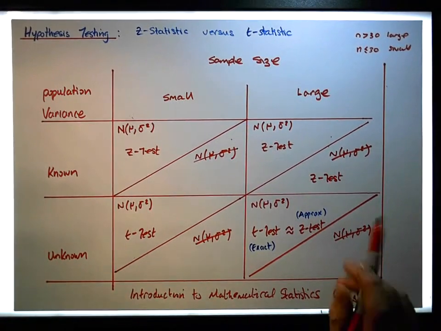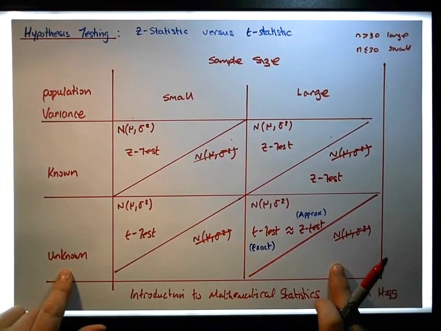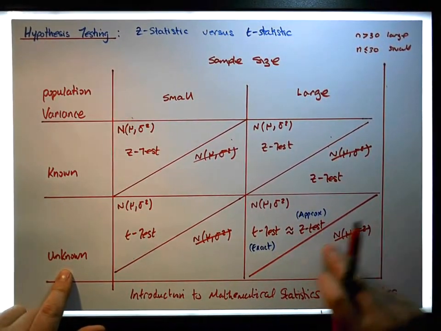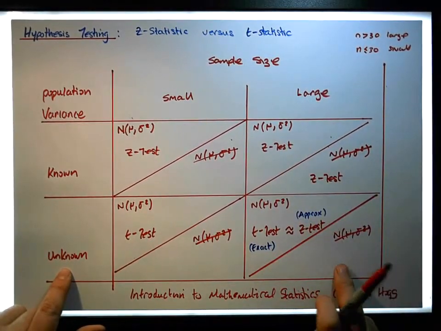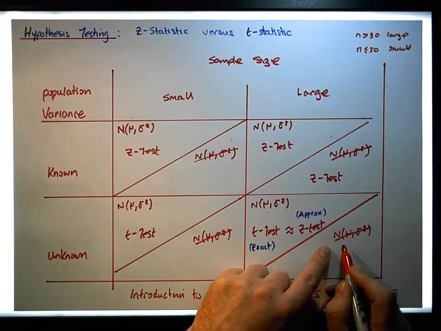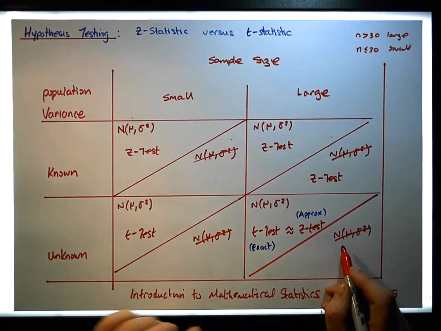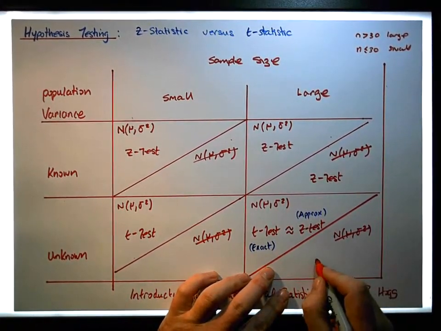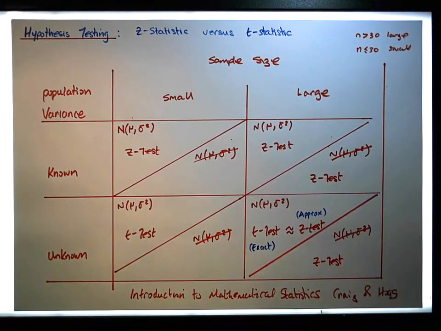Let's have a look at this situation down here. Once again, the population variance is unknown. The sample size is in fact large, but there's no evidence to suggest that the sample has come from a normal distribution. Once again, the central limit theorem kicks in, which tells us that the sampling distribution of the sample mean is tending to normality as the sample size increases. So once again, we're in the world of a z-test. The z-test can be used in this particular case.